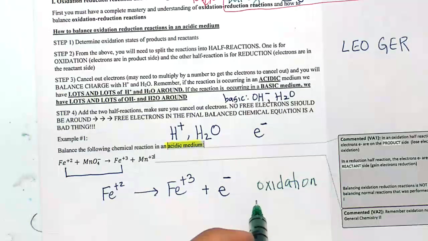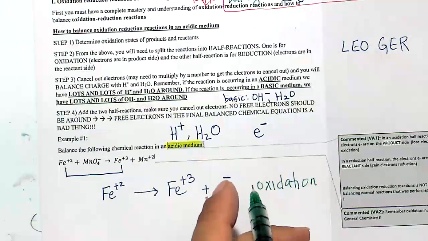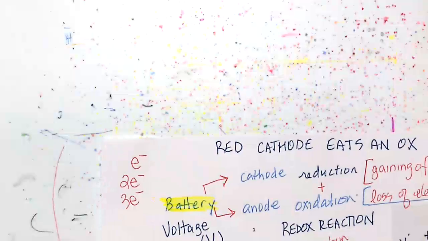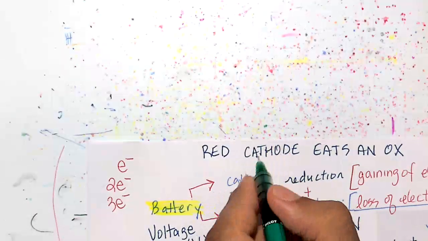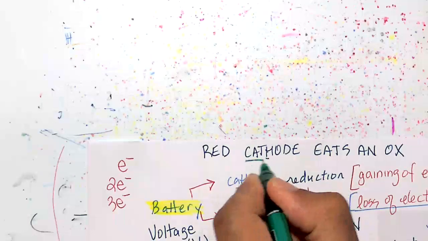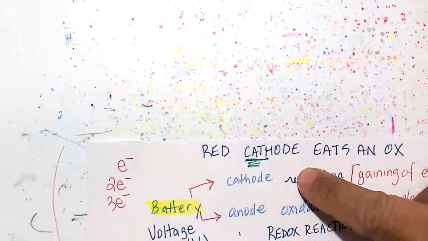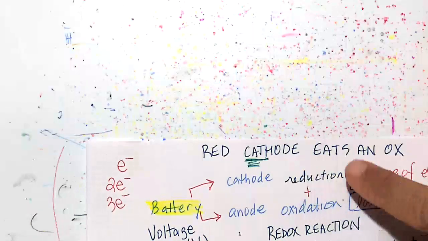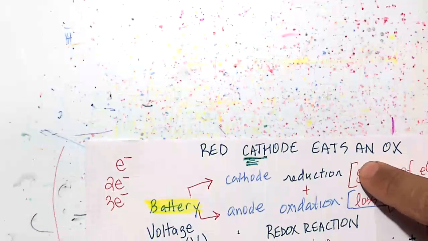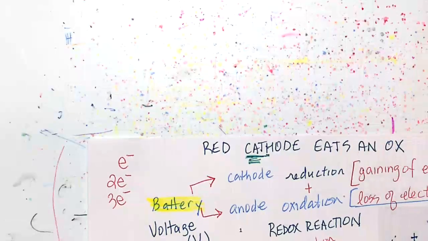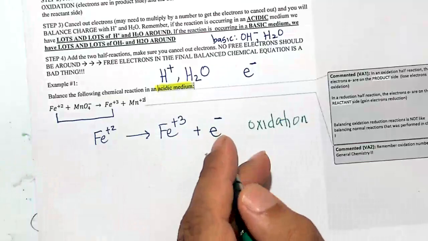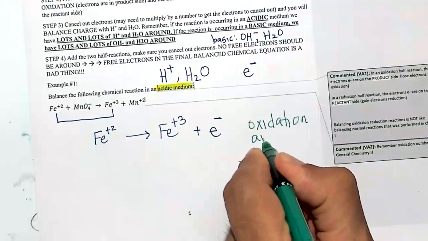So if this were a battery, what would this be? Would this be the anode or cathode? Here you want to remember red cat eats an ox. Red cat, red cat eats an ox. Reduction occurs at the cathode. Eats an ox. Anode oxidation. So oxidation happens in the where? Anode.